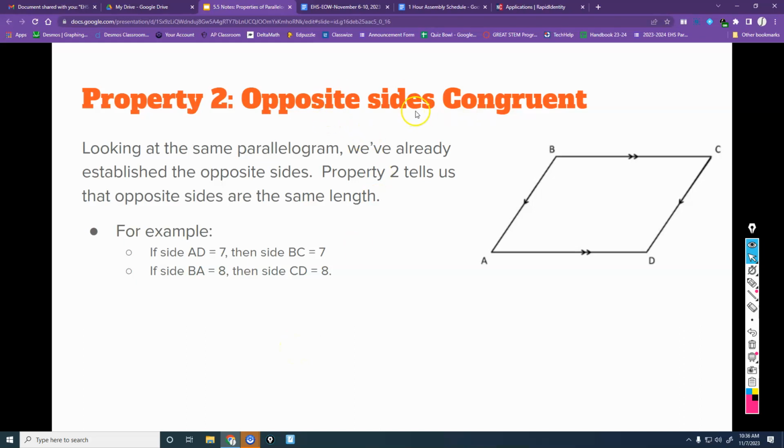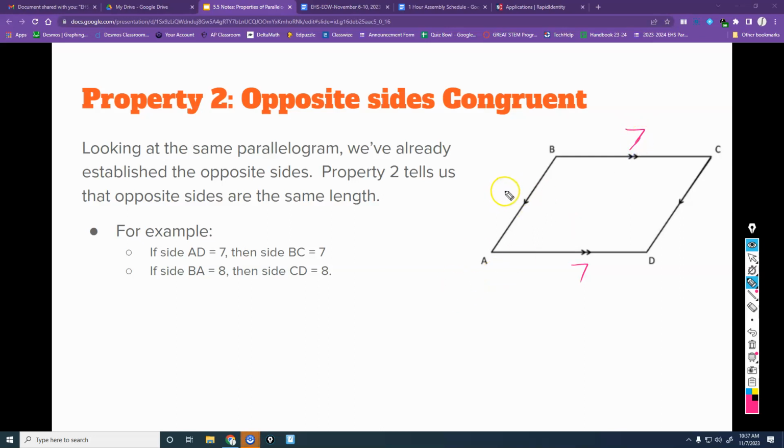So opposite sides are also going to be congruent. So if we have this picture here, we know that would be a parallelogram because they've marked the opposite sides parallel. So if I were to know, as it says here, that AD is 7, then what's BC? It's 7. Opposite sides are congruent.